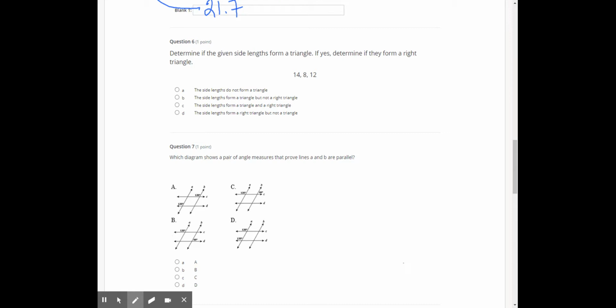Question number 6. If the given side lengths form a triangle, then determine whether they form a right triangle. So remember, is it a triangle? Small plus medium is bigger than large, right? Is it a right triangle? A squared plus b squared equals c squared. You've got to do both here. So my large side is the 14. 8 plus 12 is greater than 14. That is a true statement because 20 is greater than 14.